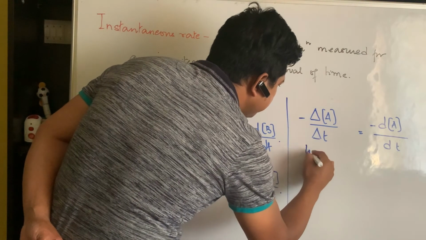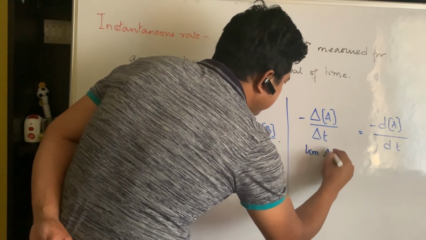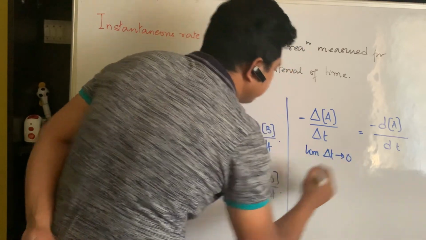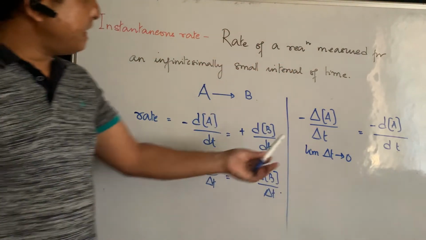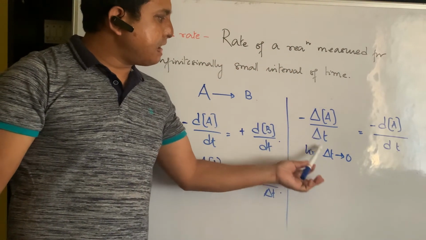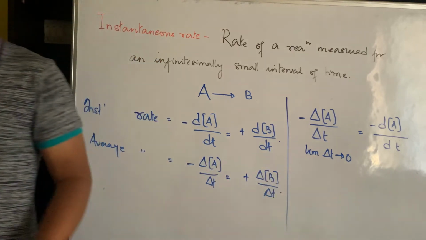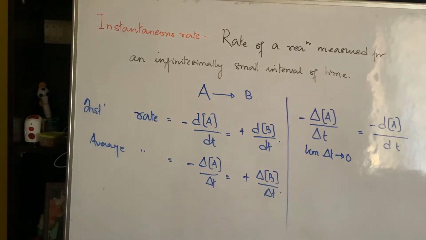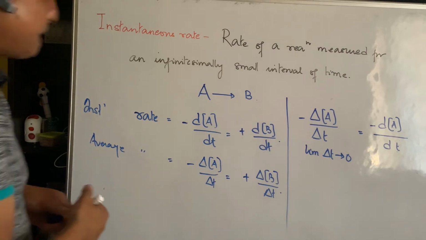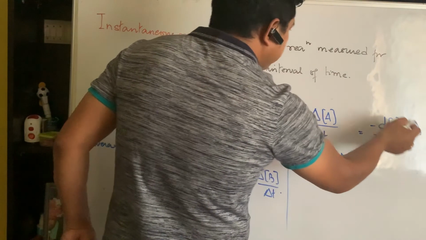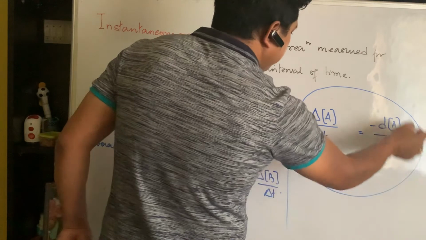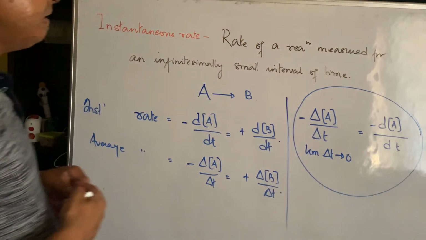So we write limit delta t tends to 0. When the change in time interval is very small, how small? It is tending towards 0. When the time interval is tending towards 0, then the average rate can become equal to the instantaneous rate. So mathematically, average rate is equal to the instantaneous rate when limit delta t tends to 0.